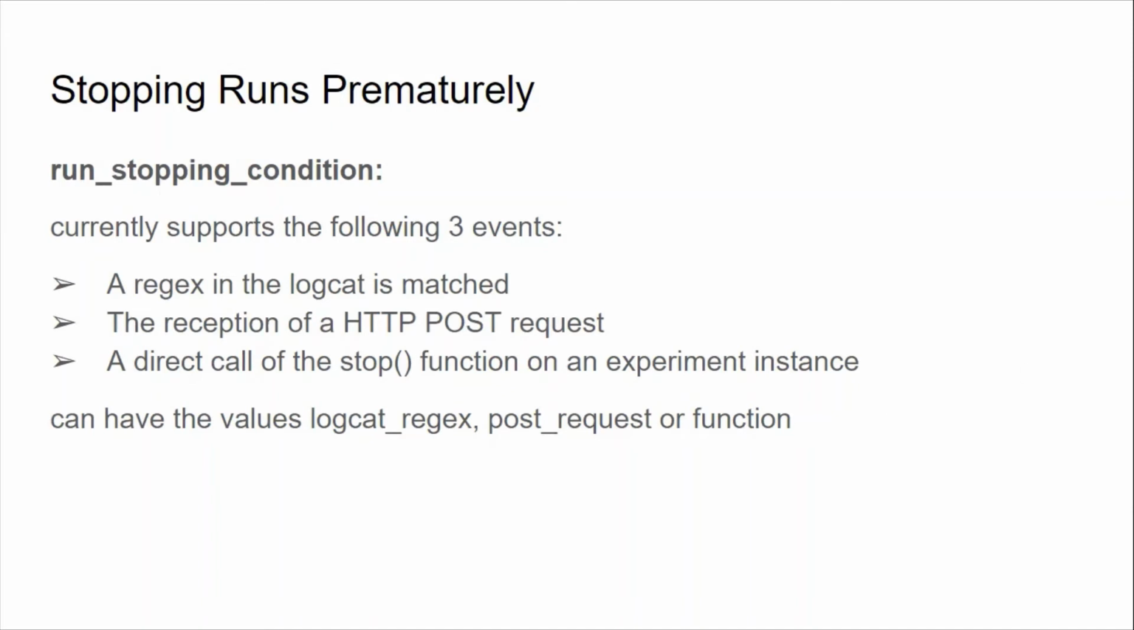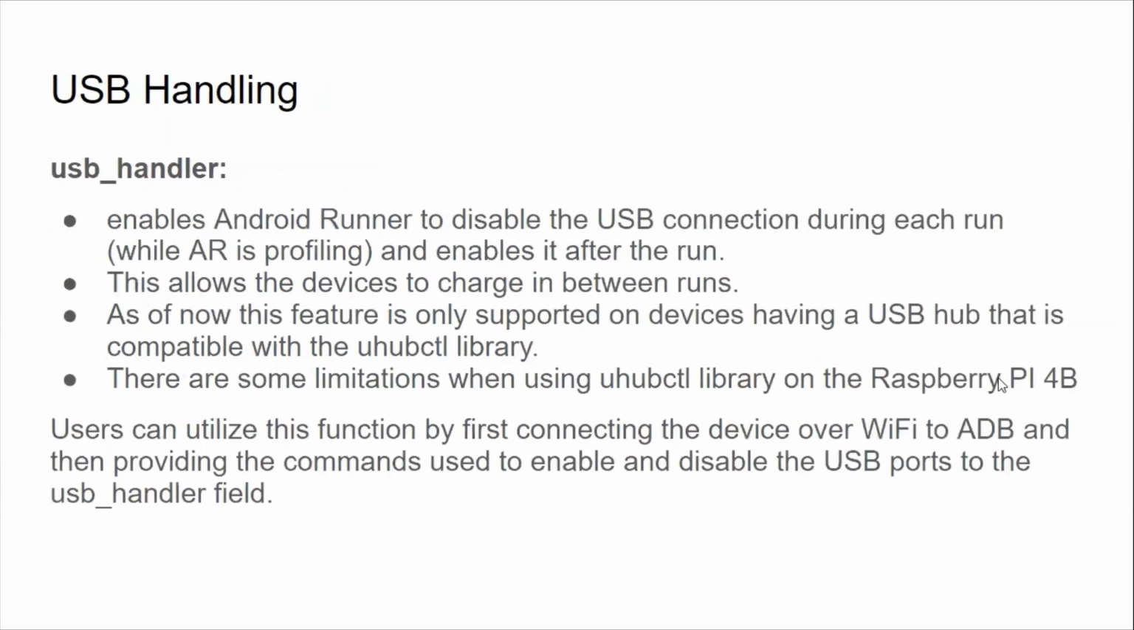All right, and the second feature is called USB handler. This enables the Android Runner framework to disable the USB connection during each run while it is still profiling, and enable it after the run. This way, the devices can charge in between the runs.